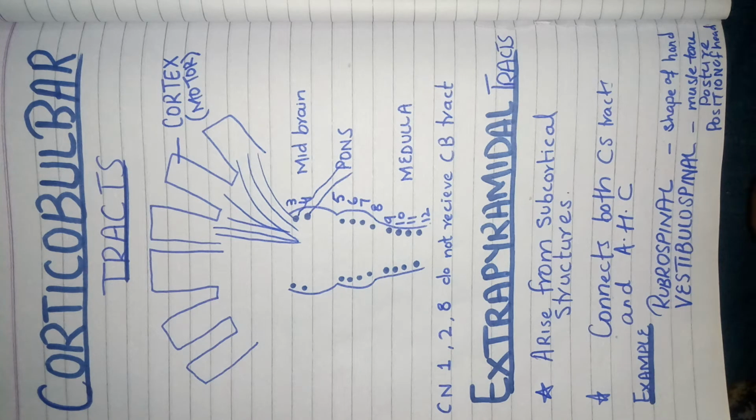Okay, if we take an example, you have the basal ganglia, you have the caudate, putamen, red nucleus, substantia nigra. You have different subcortical structures that are lying below the cortex. So from the subcortical structures, the extrapyramidal tracts arise. Okay, and then they connect both to the pyramidal tracts as well as to the anterior horn cells.